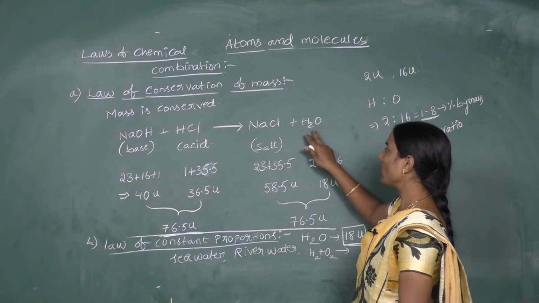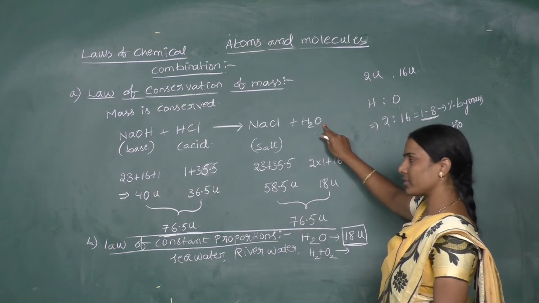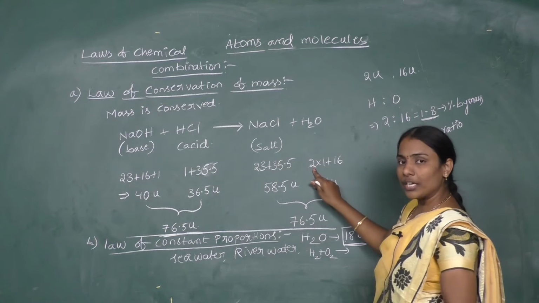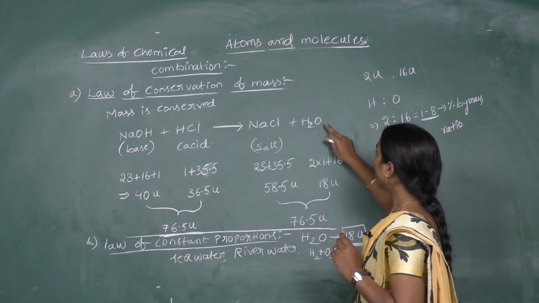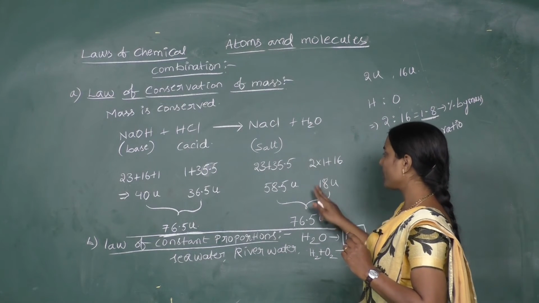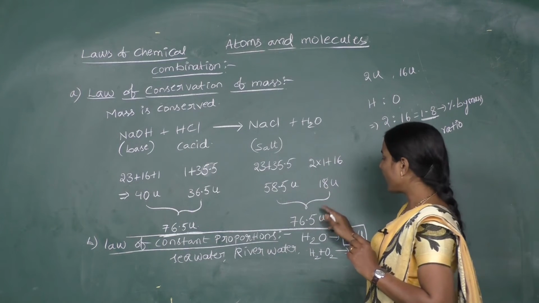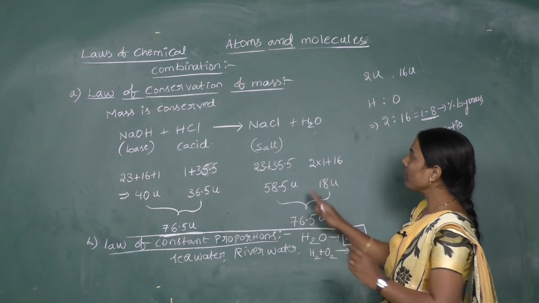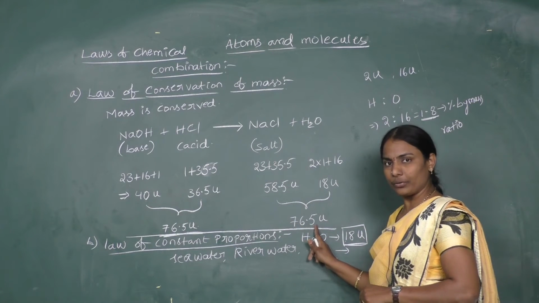And similarly water. See, in water you have 2 atoms of hydrogen and 1 atom of oxygen. Then each atom of hydrogen will make 1 unit, whose atomic mass is 1, and oxygen is making 16 units. So overall the molar mass of water is making 18 u, right? And then see this, the total mass on the product side is again 76.5 units.